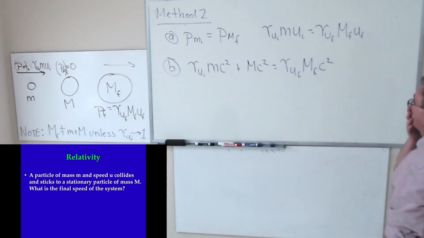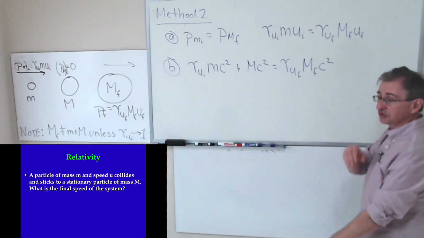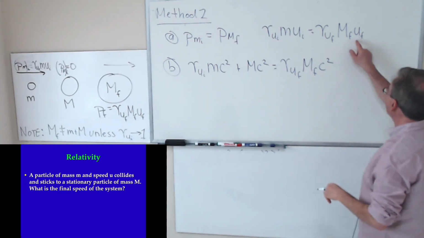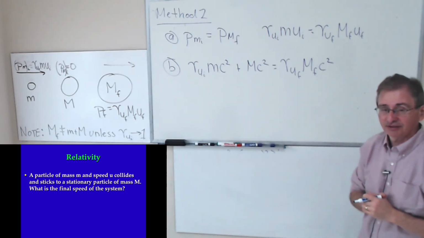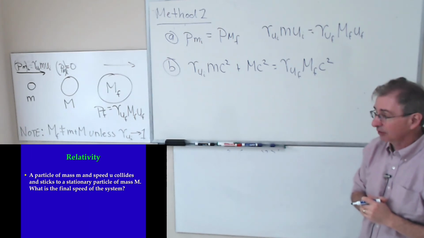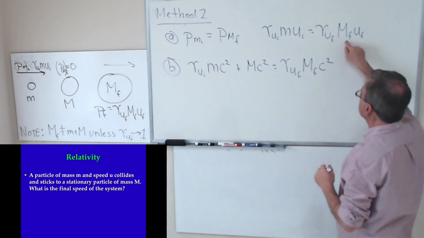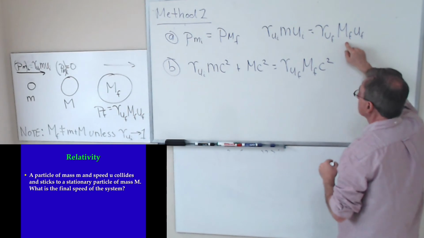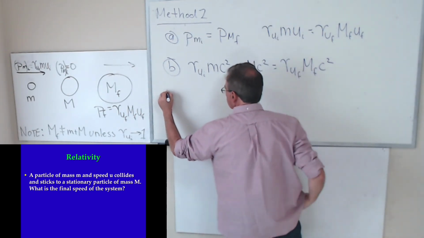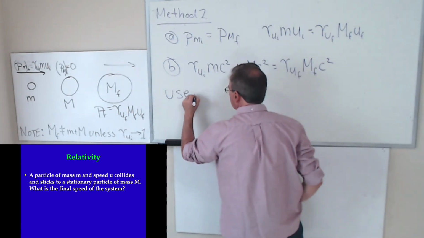So I have those two equations, two unknowns. And what I'm going to do now is solve them simultaneously. And you'll see I can get u final very quickly. So let me take the first equation. Let me take this equation. So take equation A.